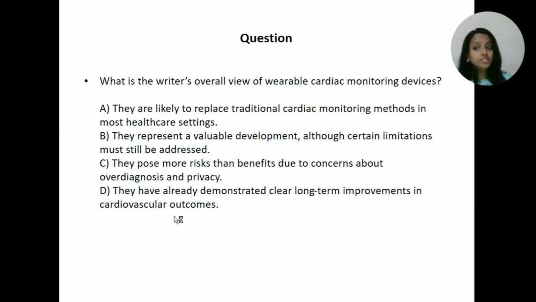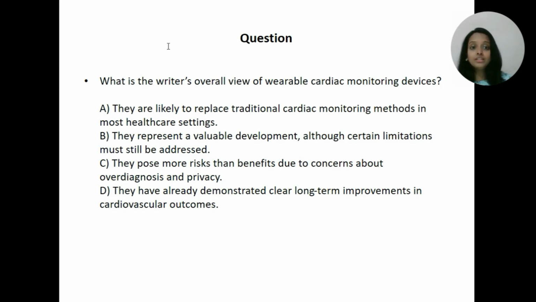Then option D, already demonstrated clear long term improvements. Look again here. Long term impact remains to be fully evaluated. That was given in the passage. So that directly contradicts option D. Then remove option D also. Now we are between option B and option C.